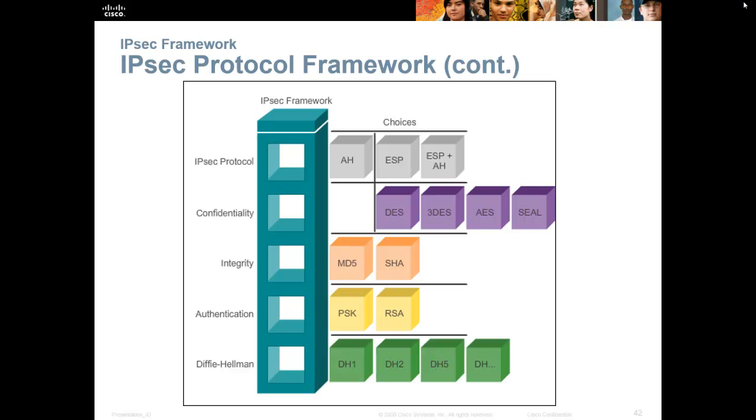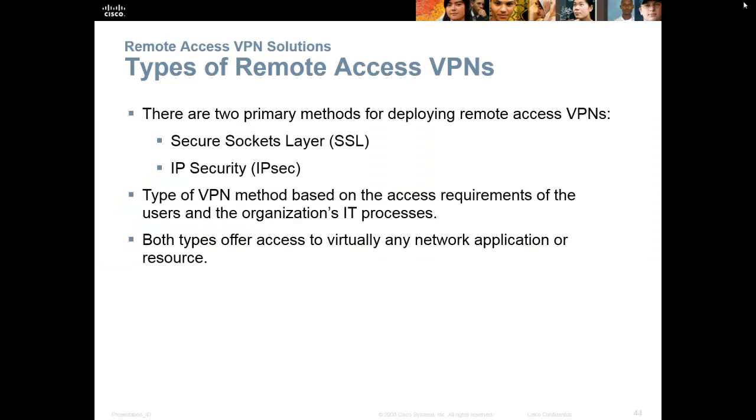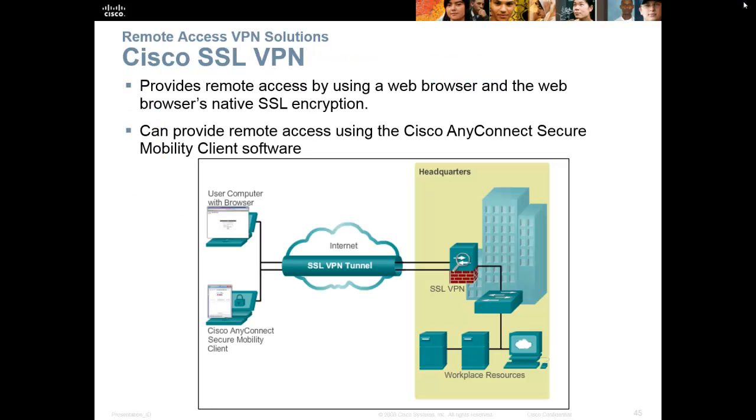All right, and then finally, we're going to wrap up this chapter with remote access. So there are two primary methods for securing or deploying remote access as far as CCNA goes, and that is SSL and IPsec. So we've already kind of talked about IPsec, so let's talk about SSL a little bit. SSL is like a godsend to the IT guys.